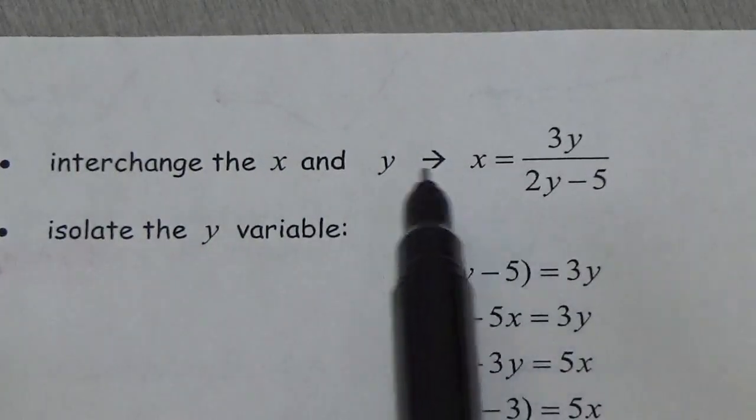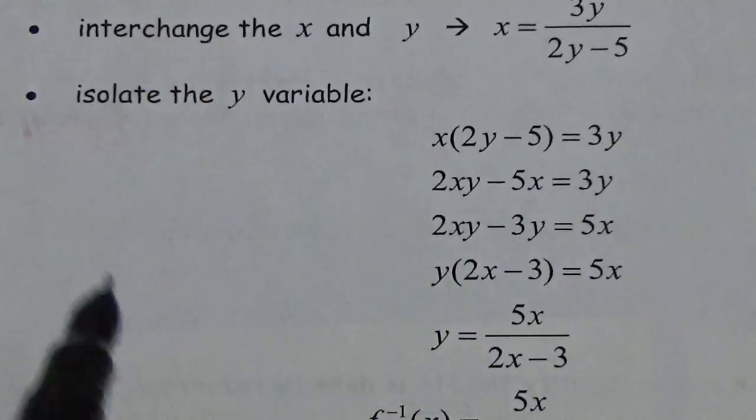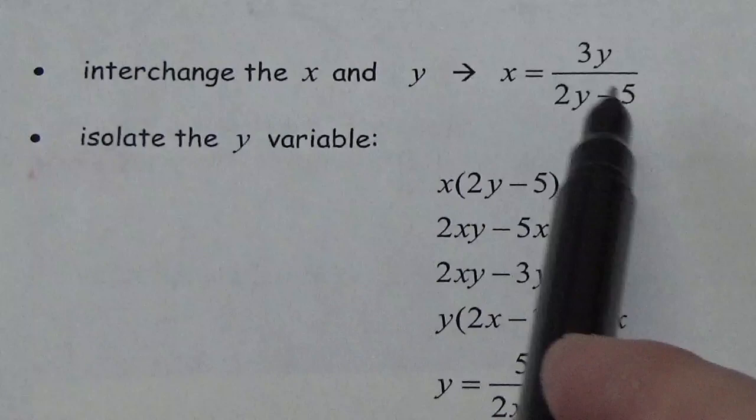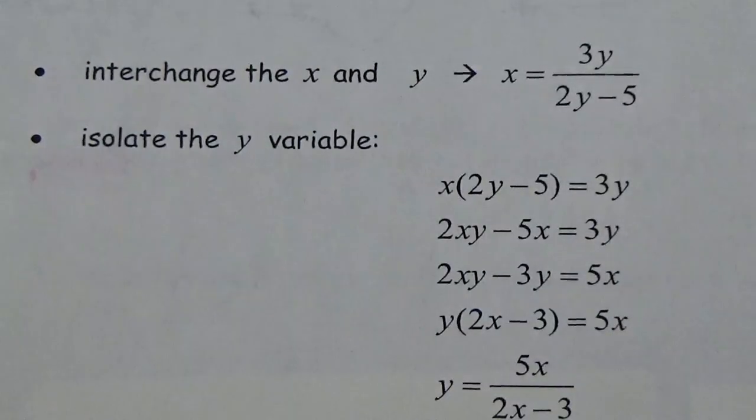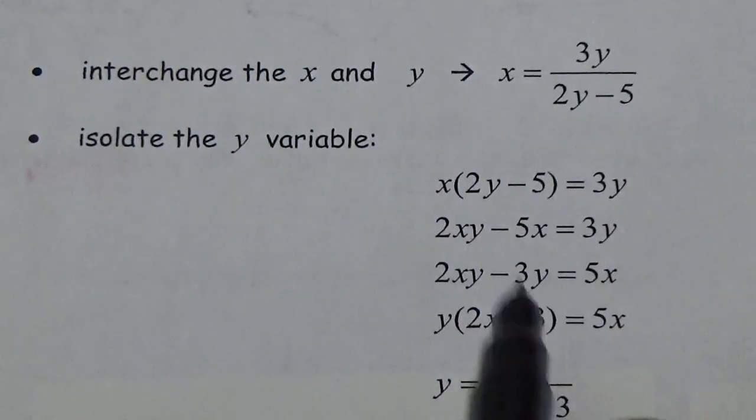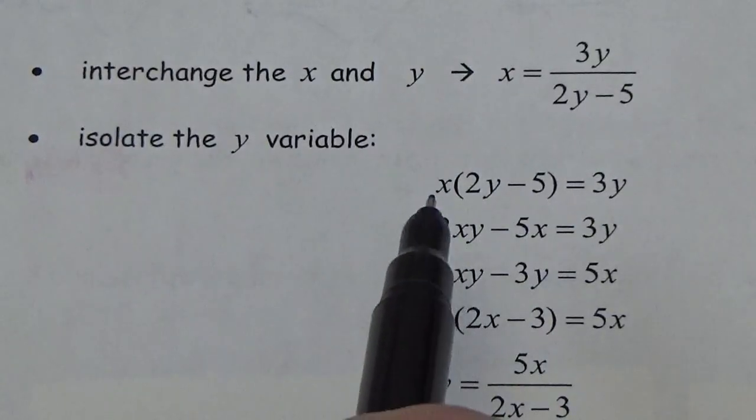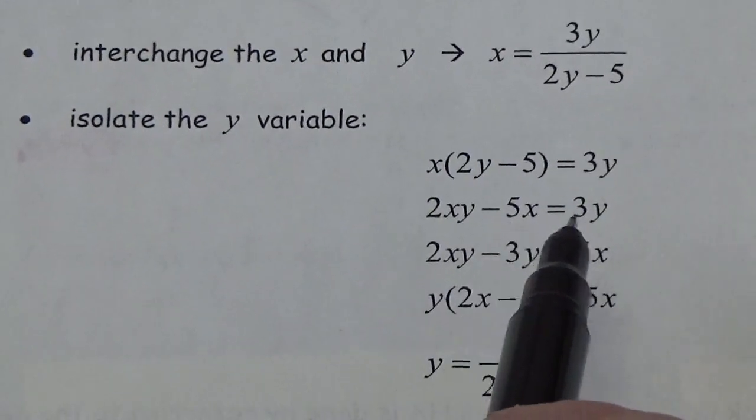Okay, so there's my inverse. I flipped the x and the y. Now we're going to isolate the y. So to do that, I'm going to multiply through by the denominator. Now I'm going to distribute the x through. So that's why I'm getting 2xy minus 5x equals 3y.